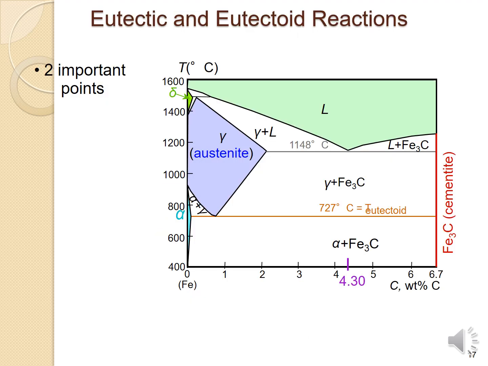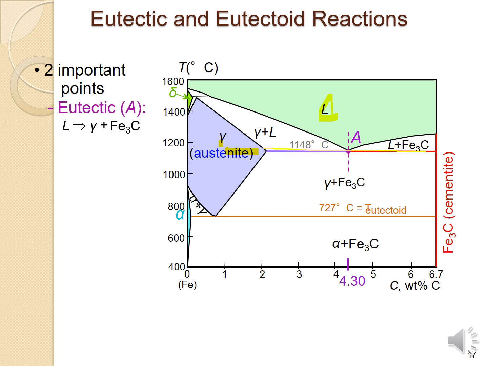Two very important reactions and points on this phase diagram are the eutectic point, which is the point A, and to write this eutectic reaction, again, you look for this horizontal isotherm or isothermal line, and we look on top of it, which is liquid, and we look at the two ends of it.